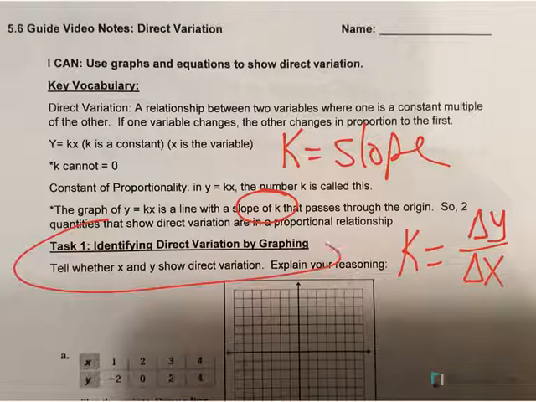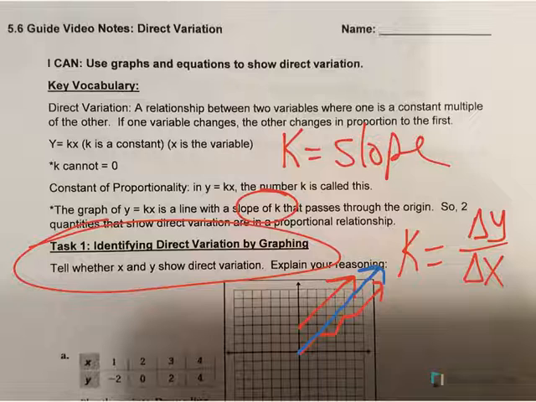If we look at the directions: identify direct variation by graphing, tell whether x and y show direct variation, and explain your reasoning. So it's the same as proportionality. It's telling us that they have to be proportional to one another. And if you remember, we talked about lines and what they need to look like to be proportional. If I have a line like this, we know that that's not proportional. It is straight, but it's not crossing through the origin. If we have a line that looks like this, that is not proportional as well because it crosses through the origin, but it's not straight. So proportionality would look like that, crossing through the origin and a straight line.